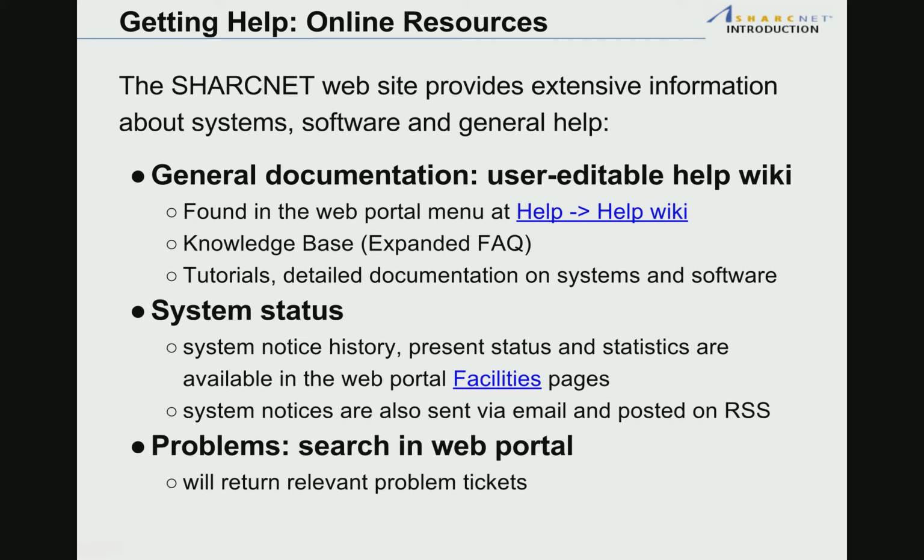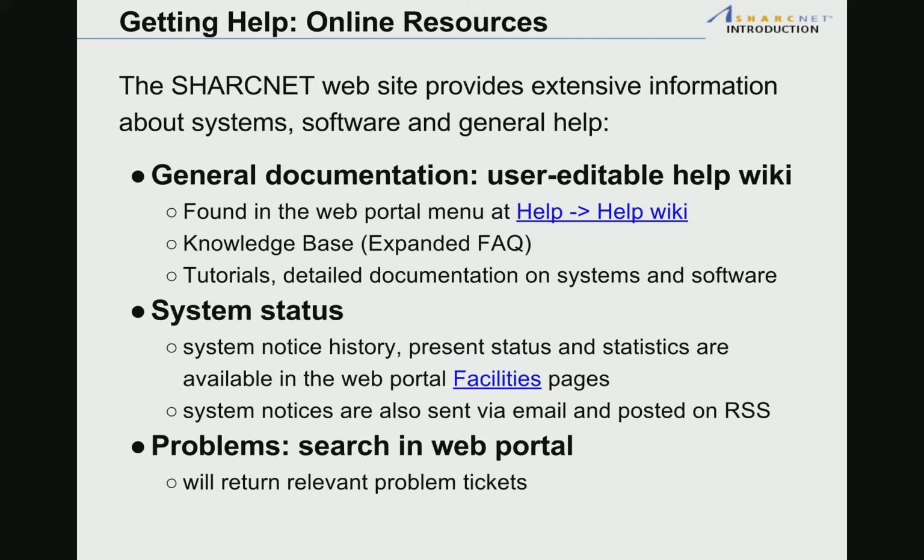You can also find at the portal a system status. The system notice history, the present status, and statistics are available in the web portal through the facilities page. System notices are also sent via email and posted on RSS. And through these resources, you can sign up for web notices on specific systems or software that you're using.